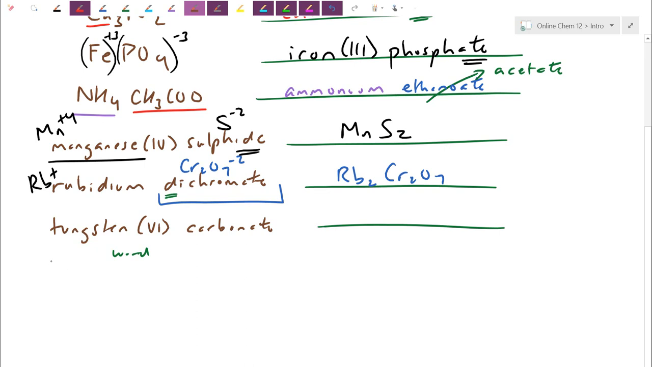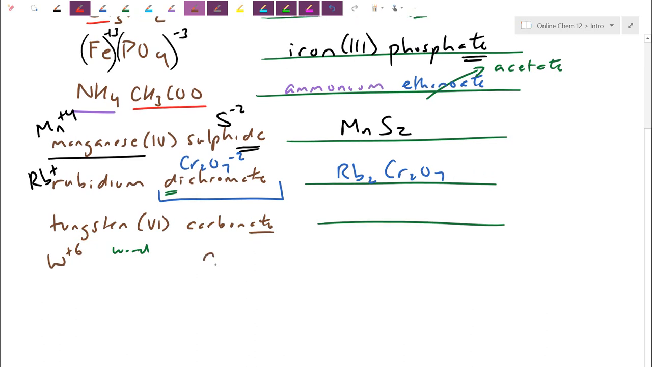W has a +6. In this case here, we want carbonate as an ATE ending. So I'm going to look at my polyatomic chart here. Carbonate is a grouping, CO3 2-. I need three of these CO3s to counterbalance the tungsten. Careful, it's going to be tungsten with CO3. It's not that three that I'm talking about. Carbonate by itself would already have a CO3. There's three oxygens. But I actually need a bracket, and I need to still tell you I need three of the whole carbonate grouping there.